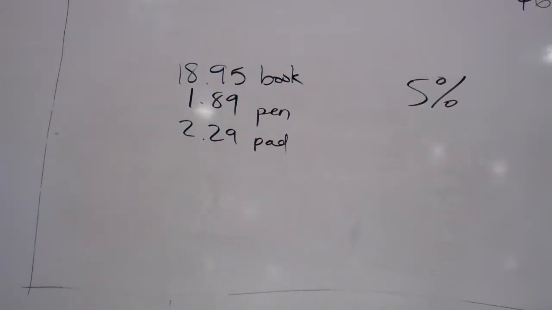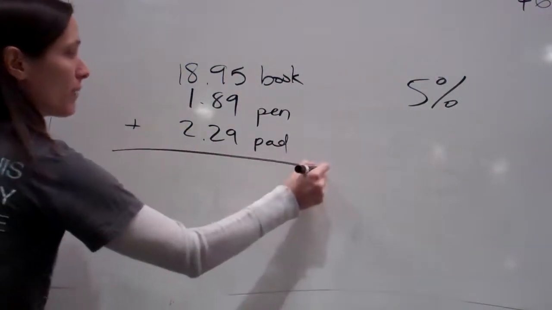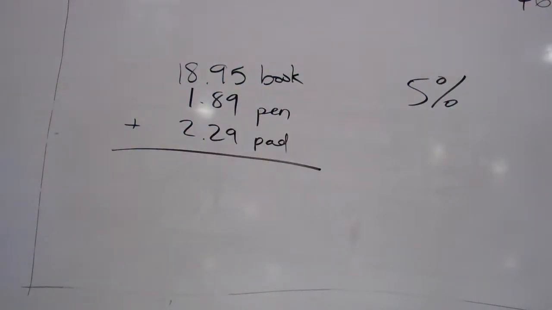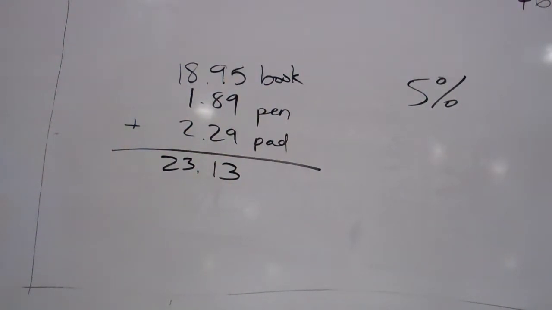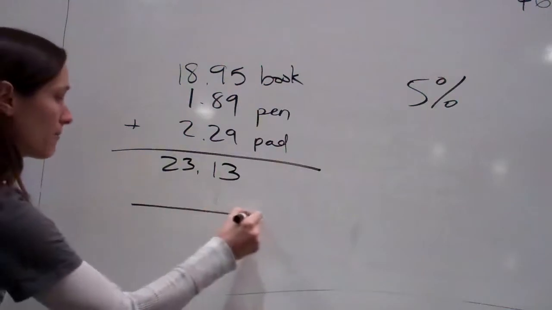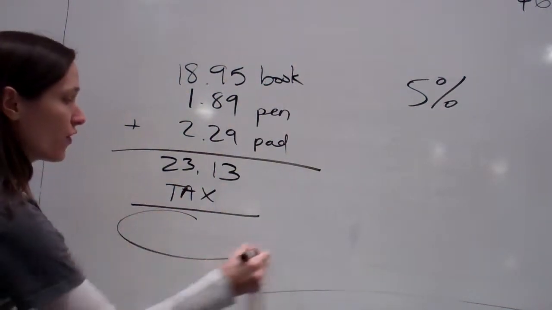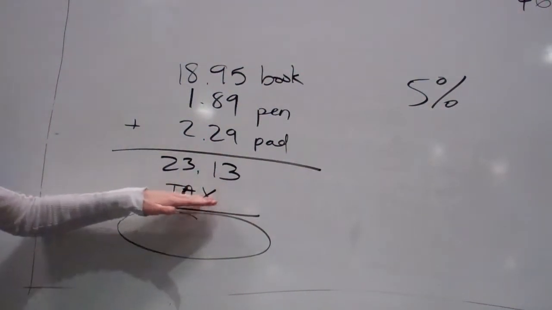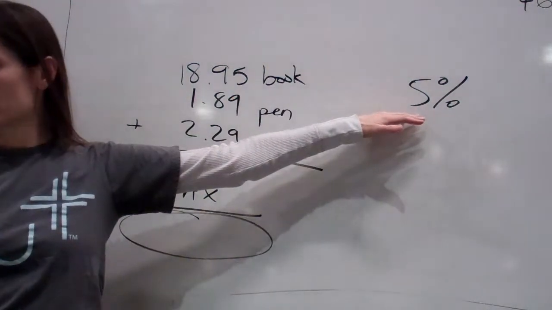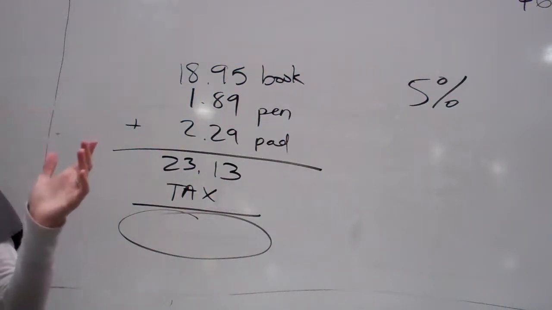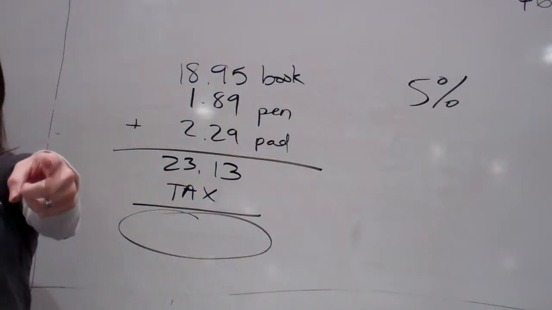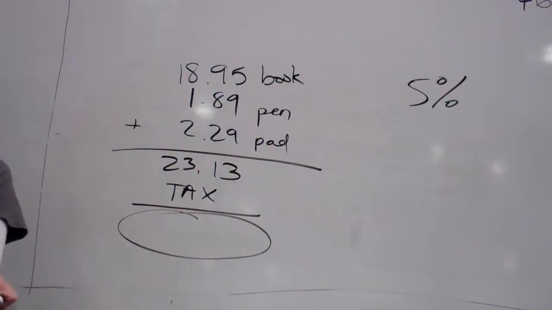Add them all together. I would first add them all together to figure out what my total sum is so far, and I'm going to cheat just to make this quicker. So it would be $23.13. But I also need my tax before I get my total. And how much is my tax at Walmart? 5%. How do I make 5% into a mathematical working thing that we do? You take $23.13 and multiply it by 0.05.